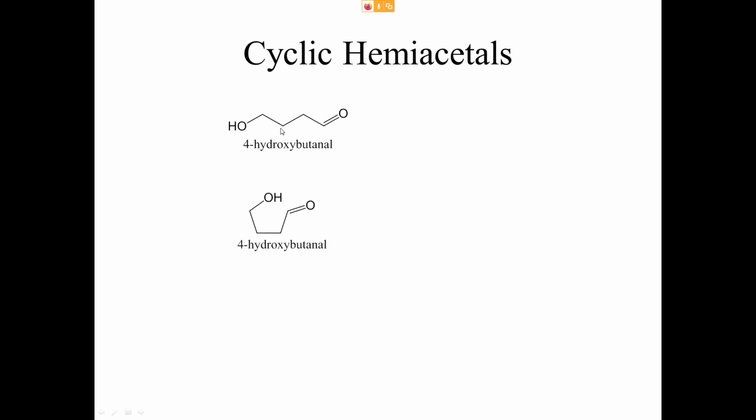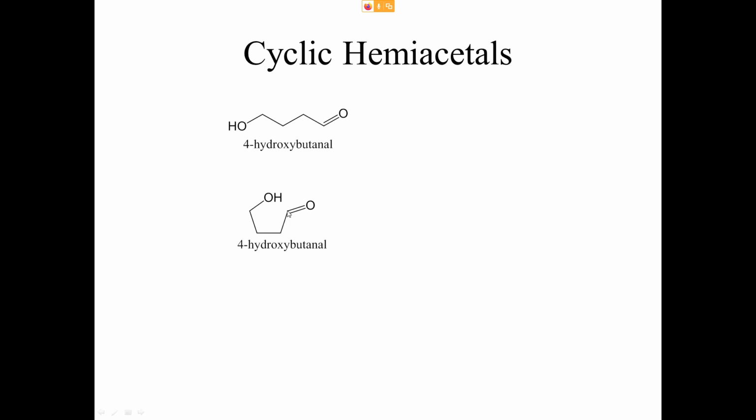So 1, 2, 3, 4 carbons. Still has 1, 2, 3, 4 carbons. The carbonyl is still at number 1, and the OH is still attached at number 4. It's identical. I just rearranged it here. But you can see how the ring will form now. What did we say would happen? This carbon-oxygen double bond is going to lose one of its bonds and become a single bond. So this is going to be a single bond when I'm done. This oxygen will be bonded to the H derived from this OH. And this carbon will be bonded to the O from the OH. And that's why I rearranged it to put them next to each other.